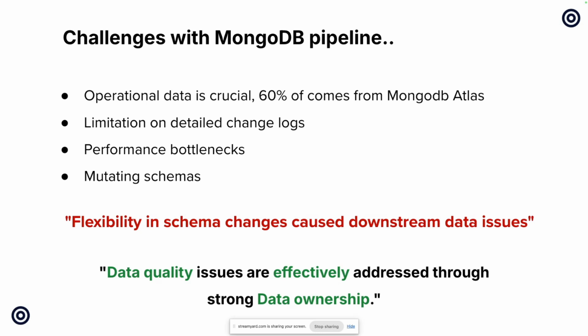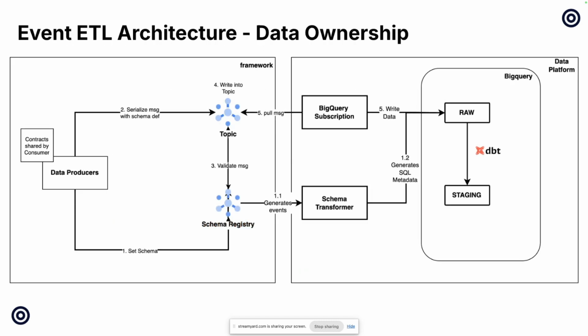The ownership solves that problem. And this is where we built an event ETL architecture where, as you can see, it has multiple components, but data producers are the ones who drive this. So we share contracts with them. Contracts are nothing but the schemas and what to do and what not to do.